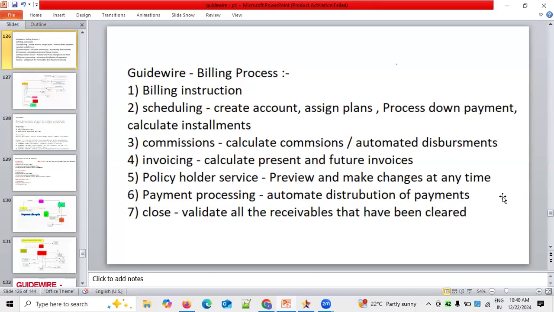Next, automation of disbursements. Next, invoice calculations, calculating the present as well as the future invoices when we are sending them to the customers, followed by policyholder services. Either it can be previews and making changes, or if there is any kind of payment processing closure, right? This part I discussed in the last session.